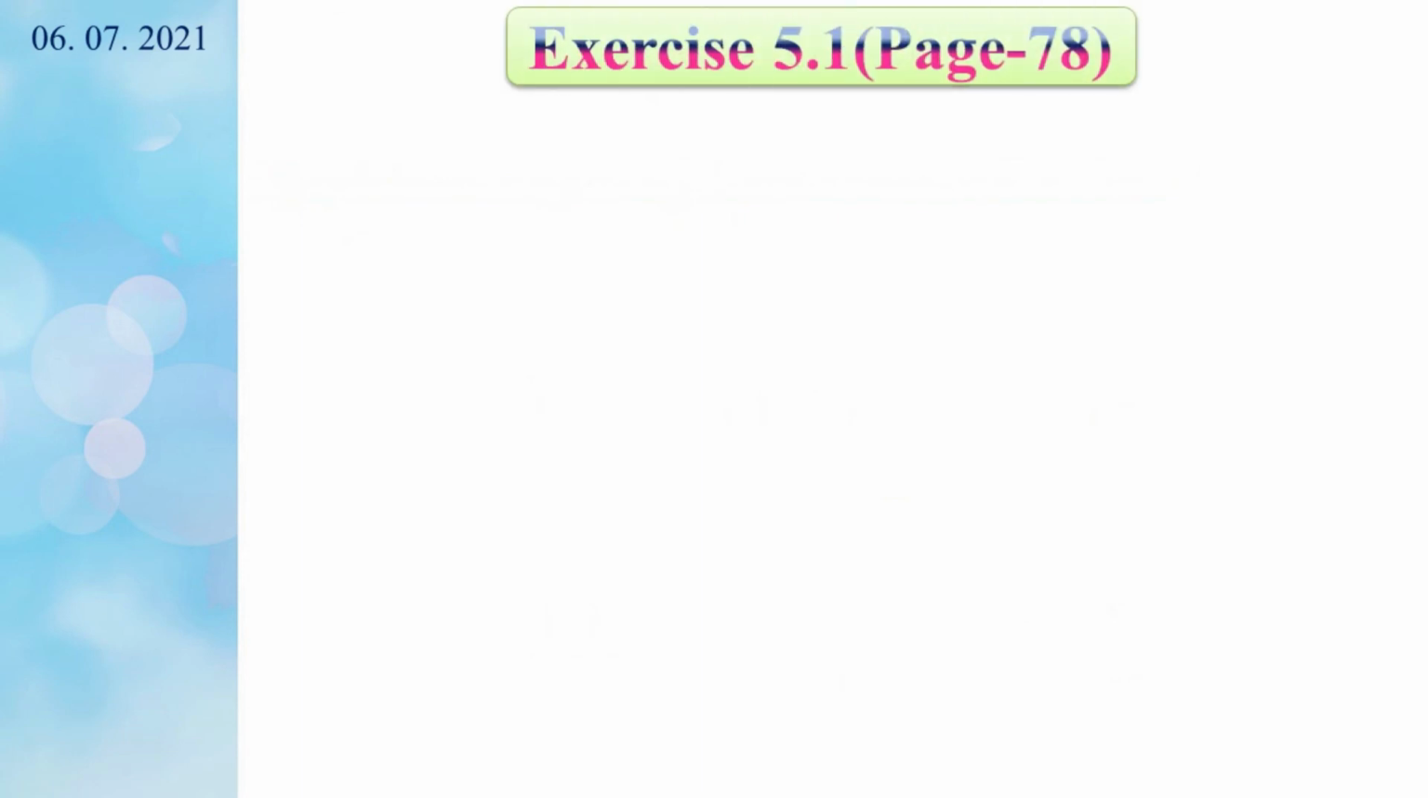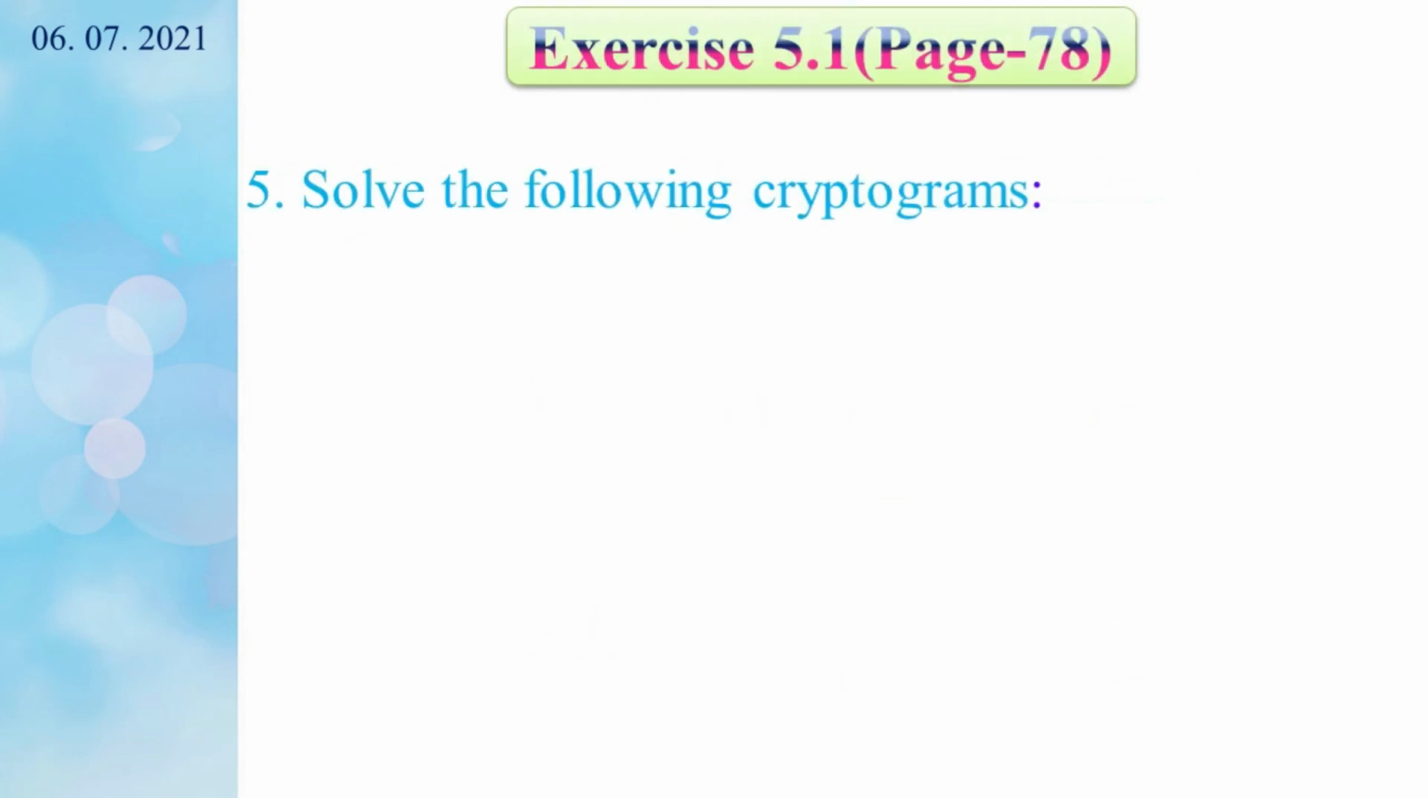Next we will see the exercise sum. Fifth sum. Solve the following cryptograms. 3 1A 1A3, adding 5 0 1. Look at the ones column. A plus 3 equals 11. That is, the ones digit is 8 plus 3 equals 11. The value of A is 8. 8 plus 3 equals 11, and putting 1 and carry over 1.